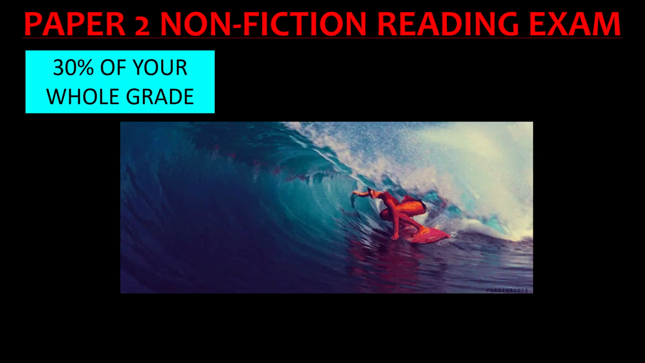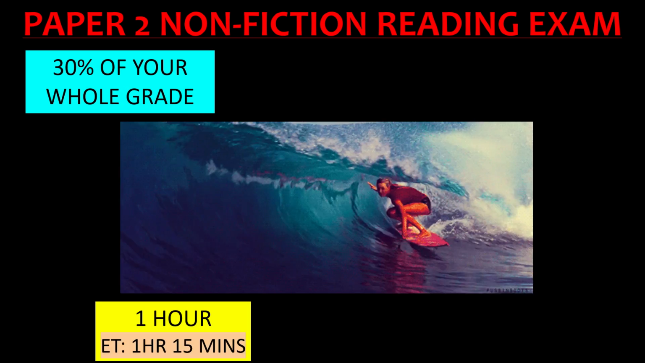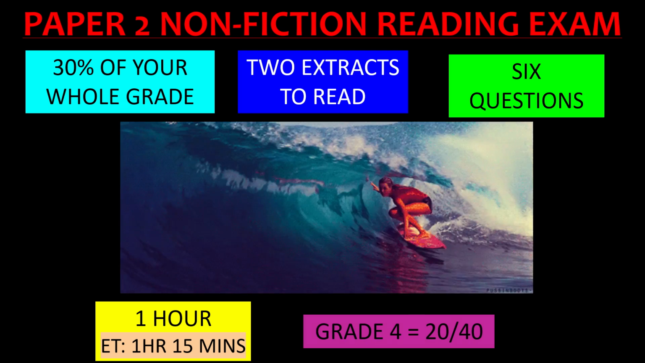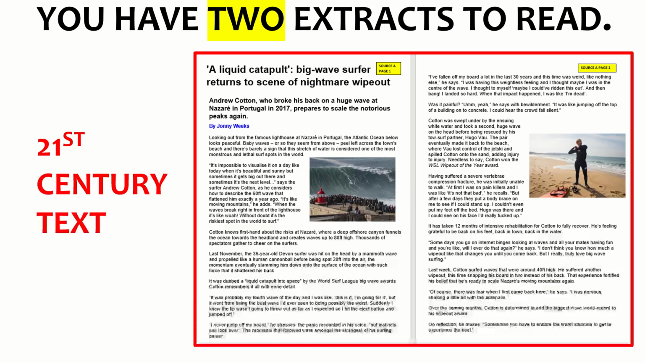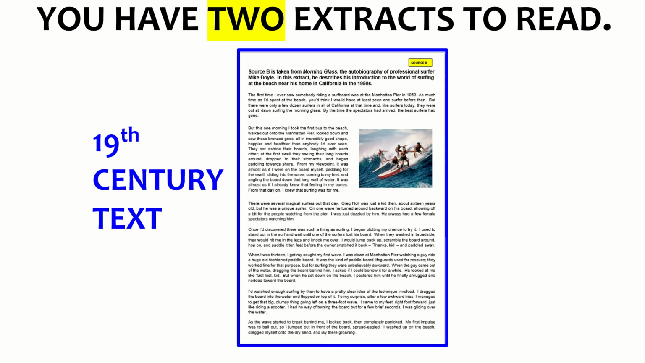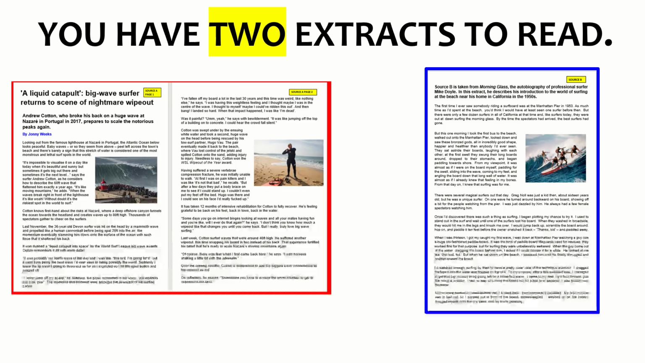So remember, it's 30% of your whole grade, 2 extracts to read, 6 questions, and roughly half marks is going to get you a grade 4. So there's the modern extract, which is normally 2 pages with a couple of photos. And then the 19th century text is normally a bit shorter than this, normally maybe 3/4 of a page, because in theory it's harder to read. So there you go, 2 extracts.